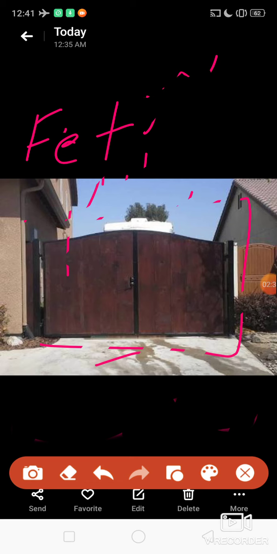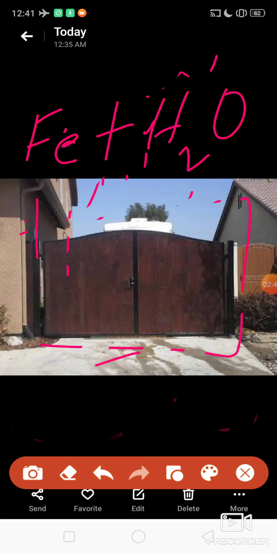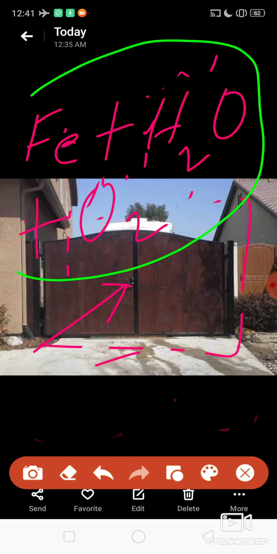This gate is made up of iron. Iron's symbol is Fe. It is getting reacted with the water vapor present in the air, H2O, and with oxygen. So this whole reaction is taking place, and we can see the oxides.